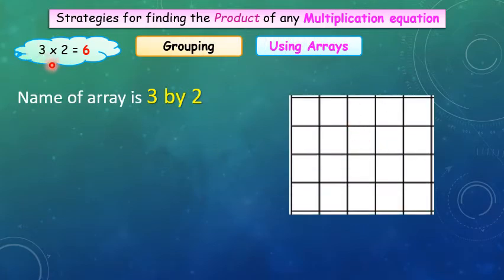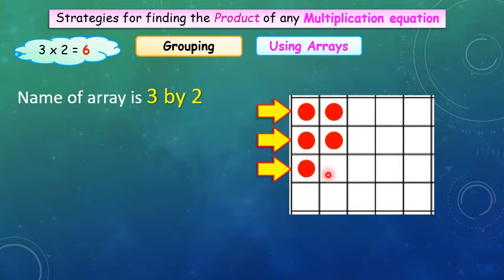The name of this array will be 3 by 2. In an array, this 3 by 2 has a different meaning from our fingers or our number line or our 120 chart. In an array, we use rows. To read this array, we read that 3 by 2 means 3 rows, each row has 2 circles. We have 3 rows, and each row has 2 circles, like this.